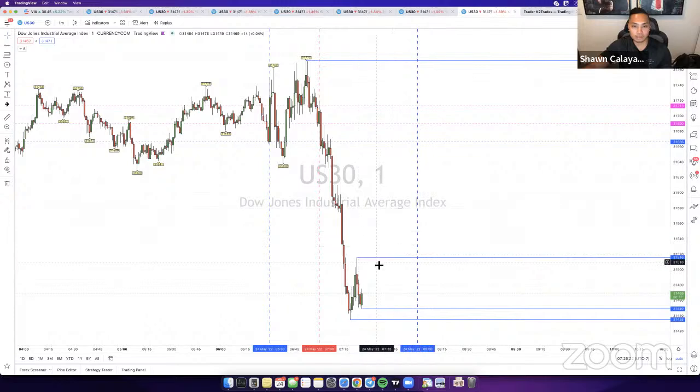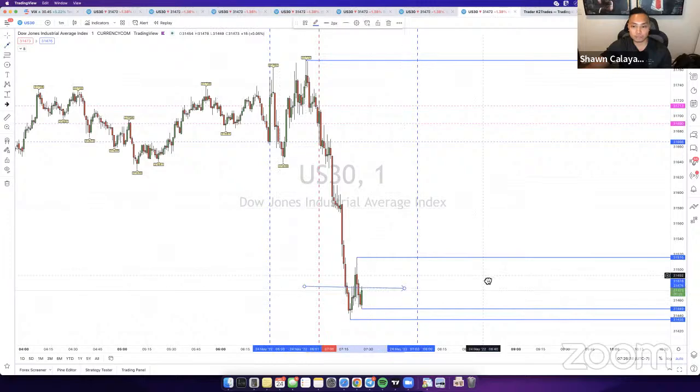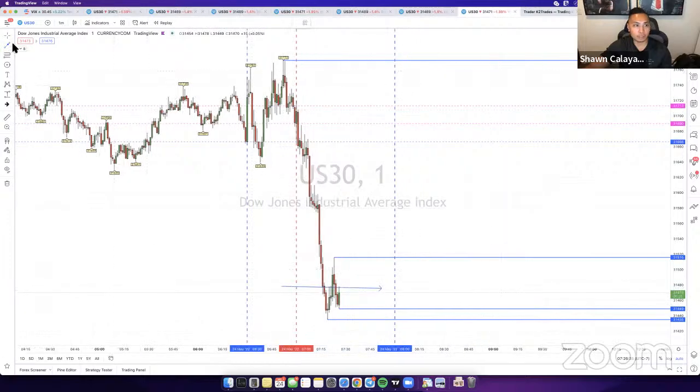All right, so nothing over here. You can see price is kind of just ranging around this area. It basically dropped down to this area because we did have a sell bias. Looks like price might be ranging for a bit. One thing you guys want to keep in mind is that Powell is speaking at 9:40 right here.